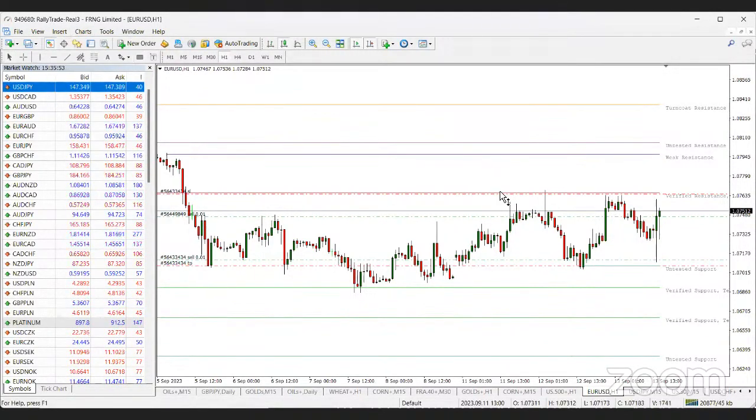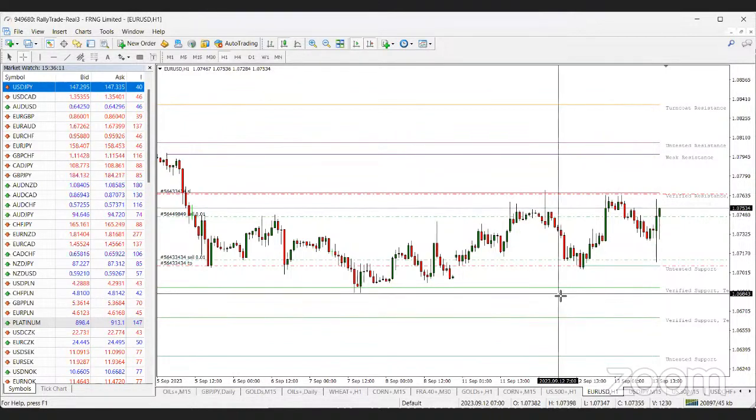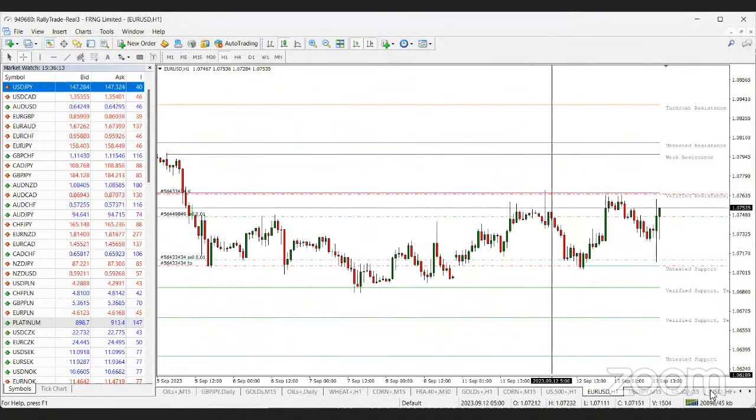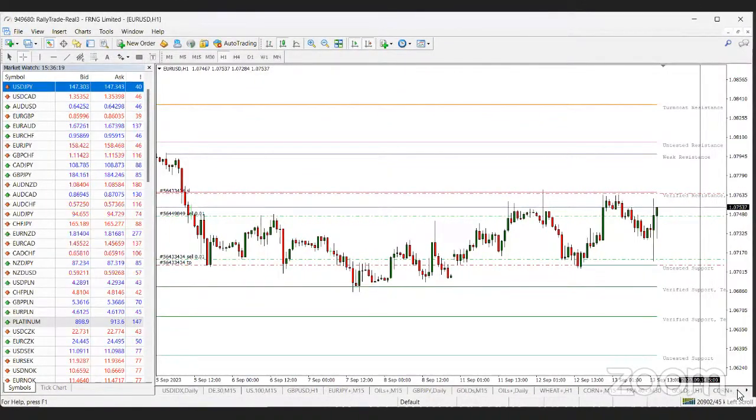For those who are trading Euro USD, you want to take your sell. It's currently buying, but there's a verified resistance some pips above, around 1.07650. That's a verified resistance. That is where you want to look out for a sell on Euro USD. That would be my advice, because that's a verified resistance on Euro USD.